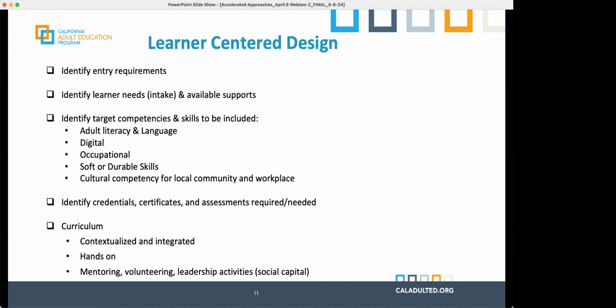What are your entry requirements? What are your learner needs and available supports? And this means that you really want to do a strong intake and orientation to your program. Identifying those target competencies and skills to be included. And you'll notice that it's not just about training. It's not just about language and literacy, but you've got those digital skills, you've got the softer, durable skills, and you really want to strike those cultural competencies for the local community and workplace.